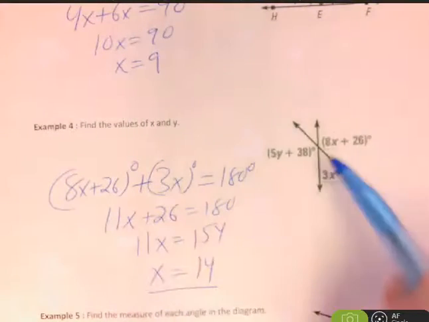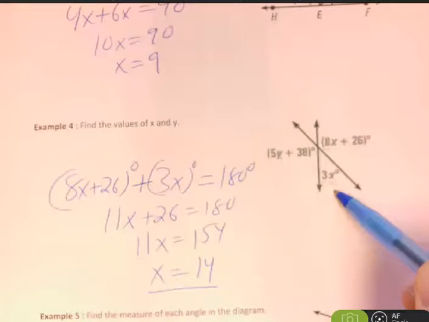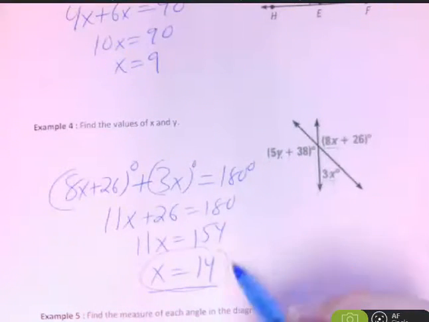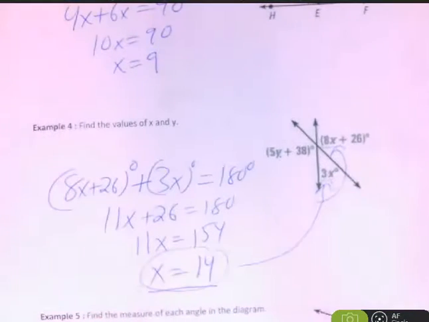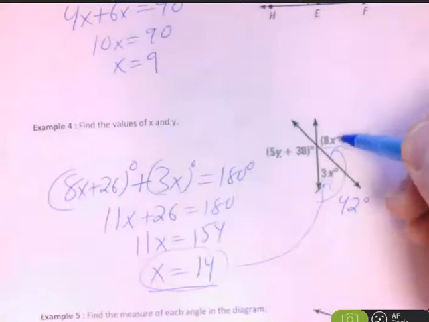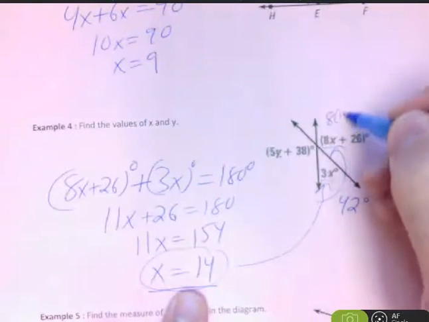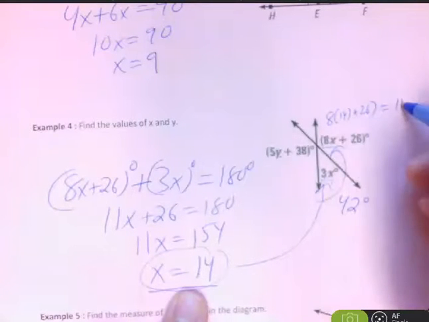And actually, they just want the values of x and y. But you know what? In order to get y, I kind of need to know what these angles actually are. So I'm going to take the 14, plug it back in, figure out these angles, and then go from there. 14 times 3, that's not so bad. What's that, 52? Or 42, sorry, 42 degrees. I plug the 14 in here. 8 times 14 plus 26. That's 80, 32, 112 plus 26 is 138.